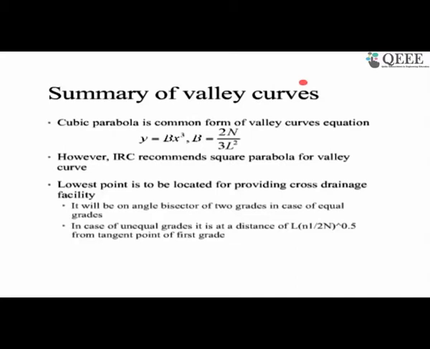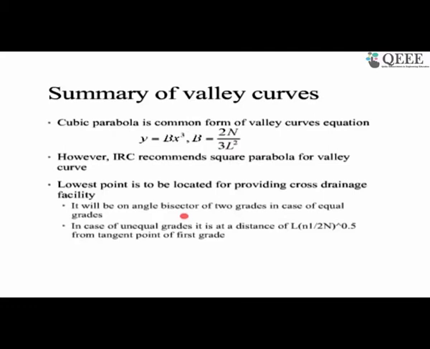Now coming to the summary of the valley curve, basically the cubic parabola is the most common thing which is preferred in the valley curve, but our IRC says the square parabola, which is like y equal to ax square, and that is why most of the equations are based on that. If you are using the cubic parabola, this is how the equation is going to change: y equal to bx cube, where b is equal to 2n by 3l square. So you can just replace these values in whatever derivation we did for the square parabola, and you can see how things are changing.